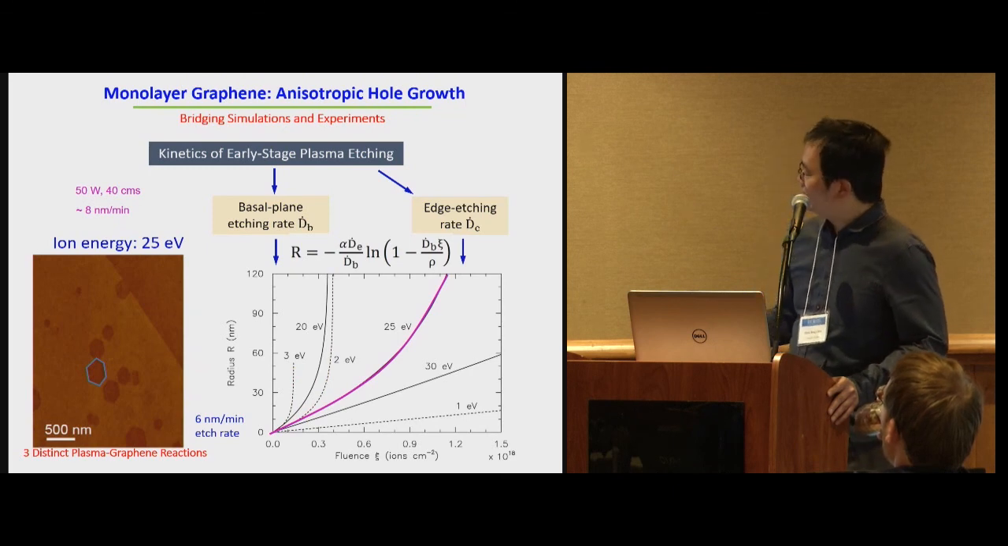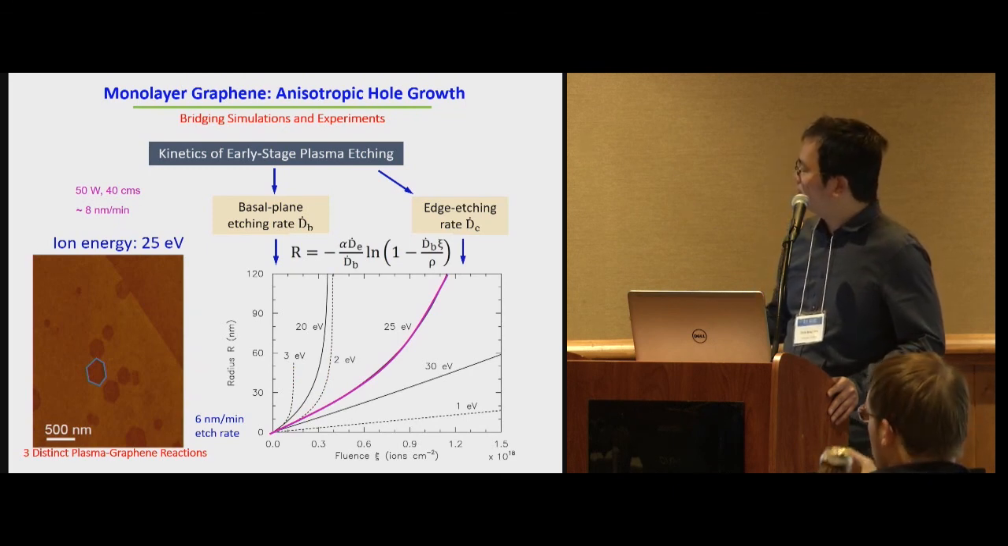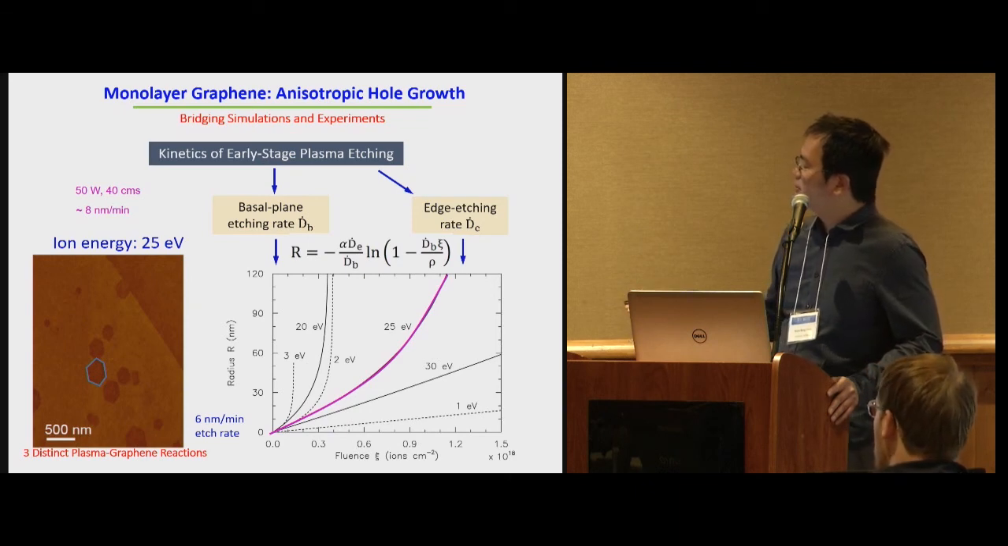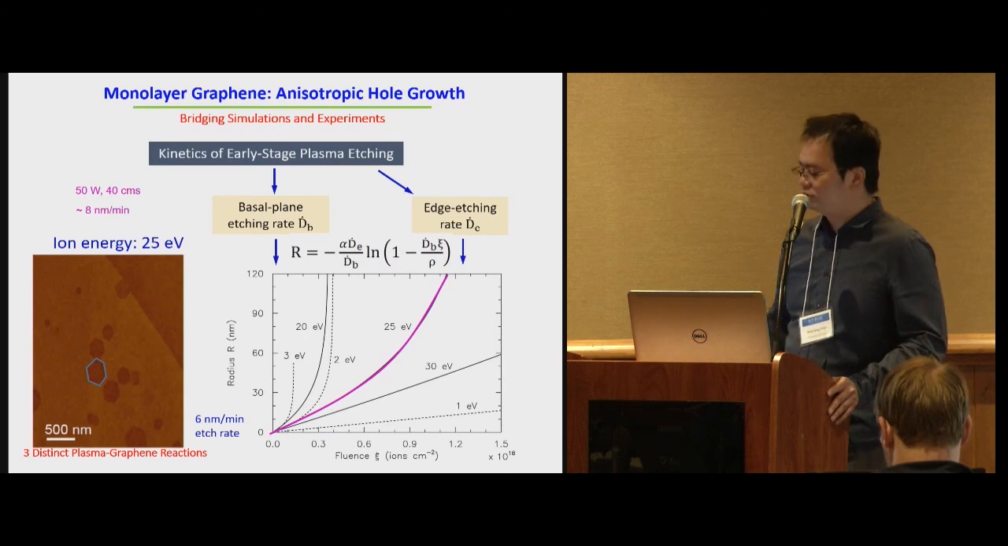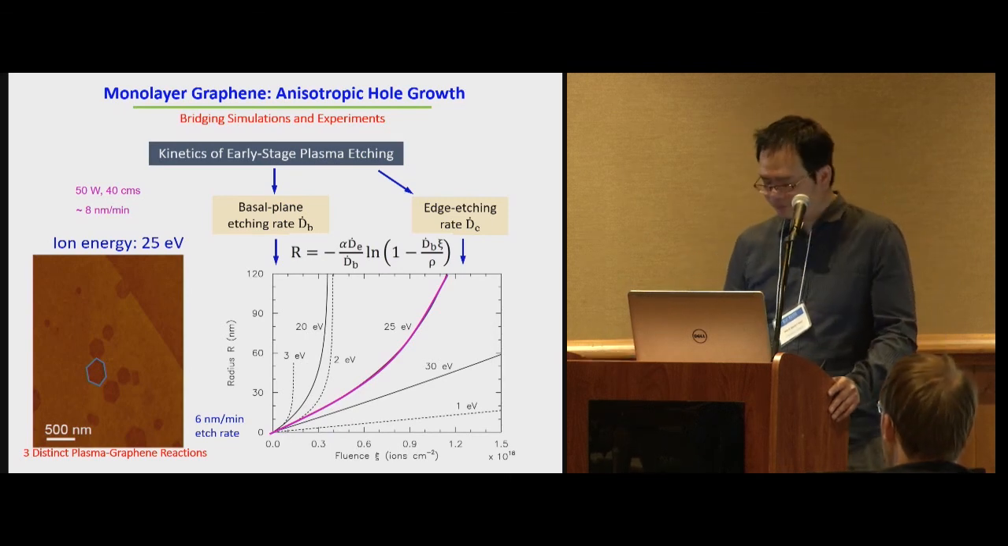If you go up to quite a bit higher energy of, let's say, 25 electron volt, now you get very stable formation of hexagonal holes this time, right? Because anisotropic etching is now taking place. So 25 eV over here.